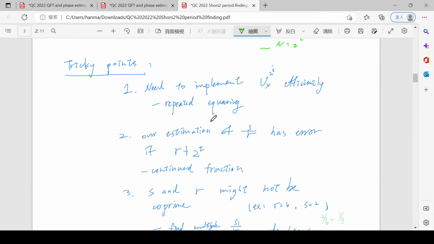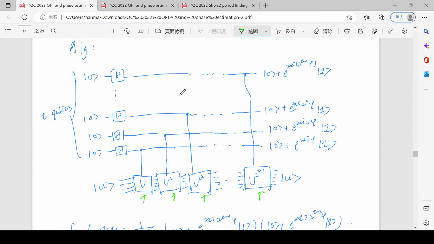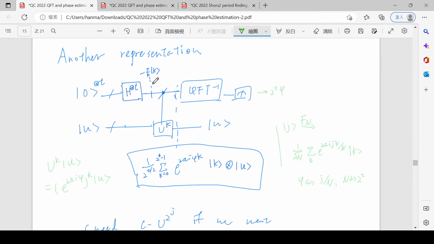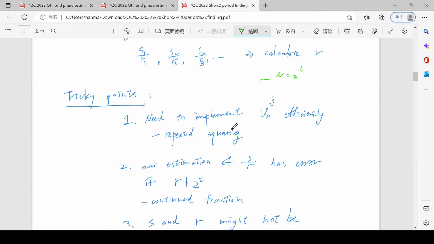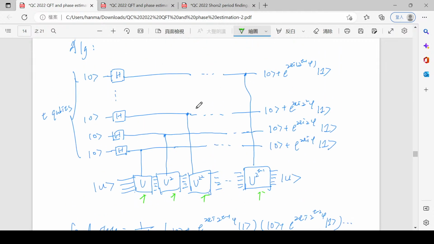Okay, so many tricky points. The first one is we need to implement phase estimation efficiently. In particular, this controlled U to the k part. If you do this in a stupid way, then this requires about 2 to the t, which is about big N, operations here. And that's too slow, so that's why we'll actually use something like this, and show that repeated squaring allows you to do this very efficiently.